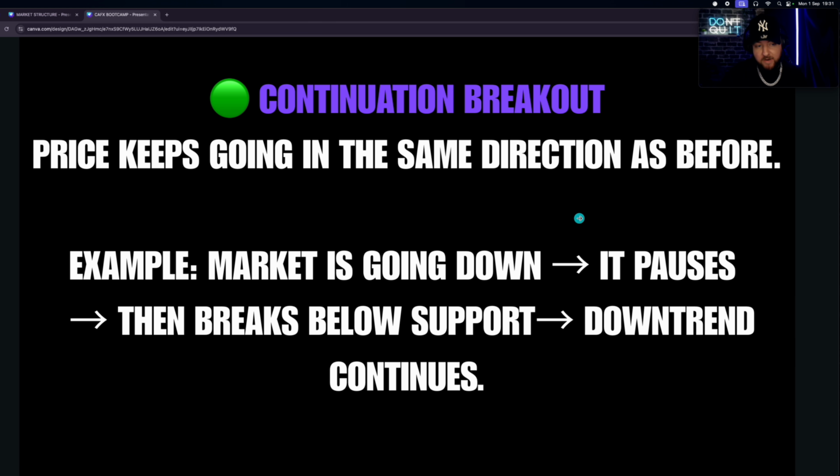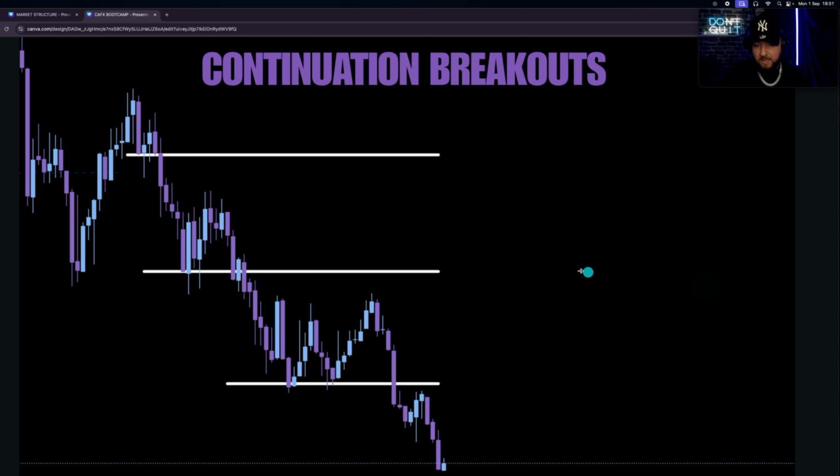Continuation breakout: price keeps going in the same direction as before. Example, the market is going down, it pauses, a little bit of a range or barely any movement, then breaks below support and the downtrend continues. This is the perfect example of a continuation breakout, right? And no, they don't always look like that, trust me. But I didn't look too far, I only scrolled back a day or two. So yeah, perfect example of a continuation breakout. Type 1 if you're with me, type 2 if you're confused.